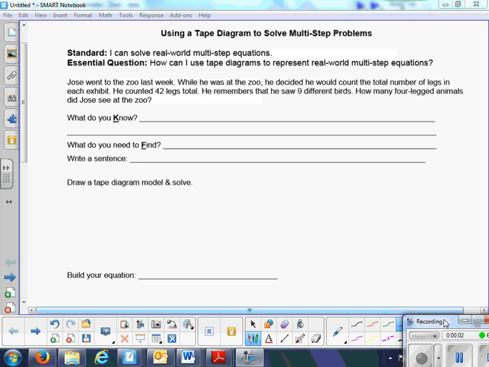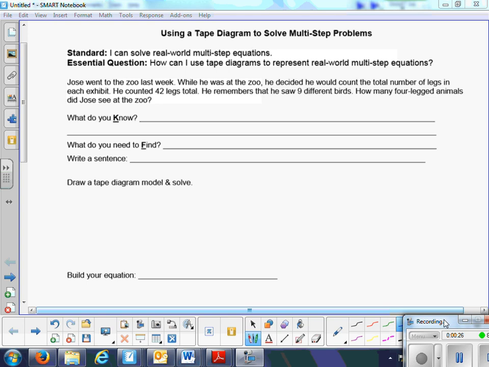All right, we've been working on solving multi-step word problems. We have previously learned how to solve them algebraically, and we've also learned how to use a circle diagram model in order to solve them. Today we're going to look at how I can use a tape diagram to represent real-world multi-step equations.